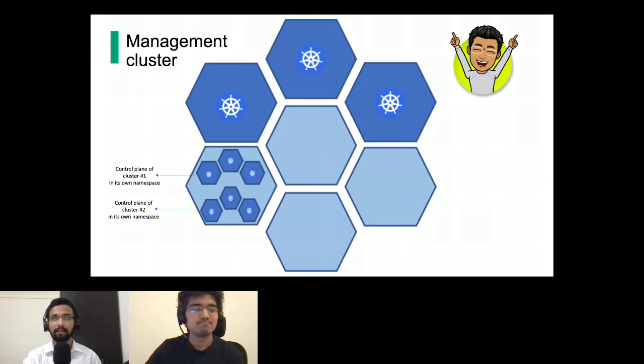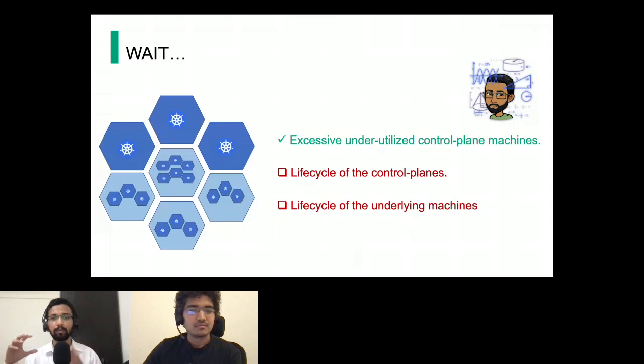Oh, that appears to be pretty efficient. But I think it only addressed the cost issue, right? The excessive underutilized control plane machines were migrated as workload onto one single management cluster. But when it comes to the life cycle of these control planes and the life cycle of the underlying machines, I think we are back to square one. In my opinion, you must take care of the life cycle of these hosted control planes and the workload machines of the child cluster more efficiently, because traditional Kubernetes does not have the domain knowledge it might want to have to manage these, right?